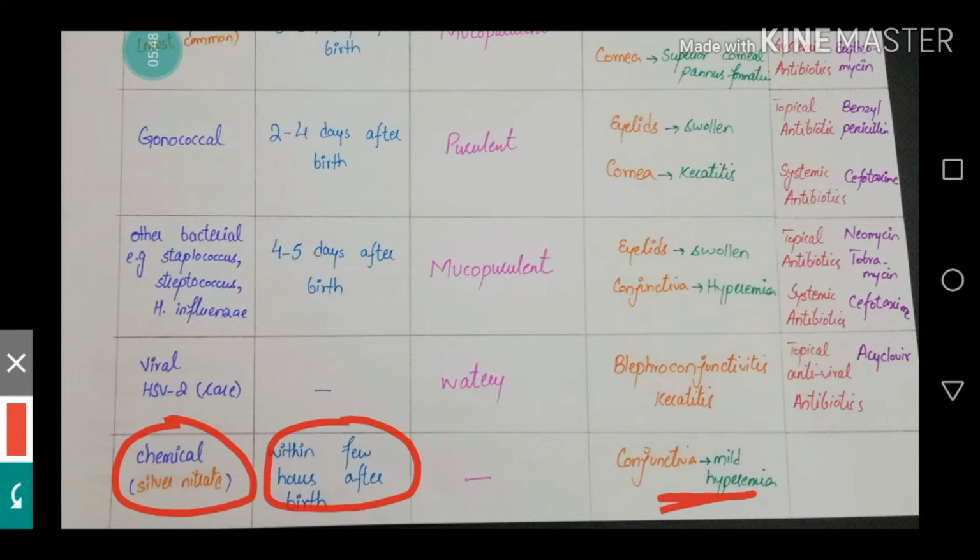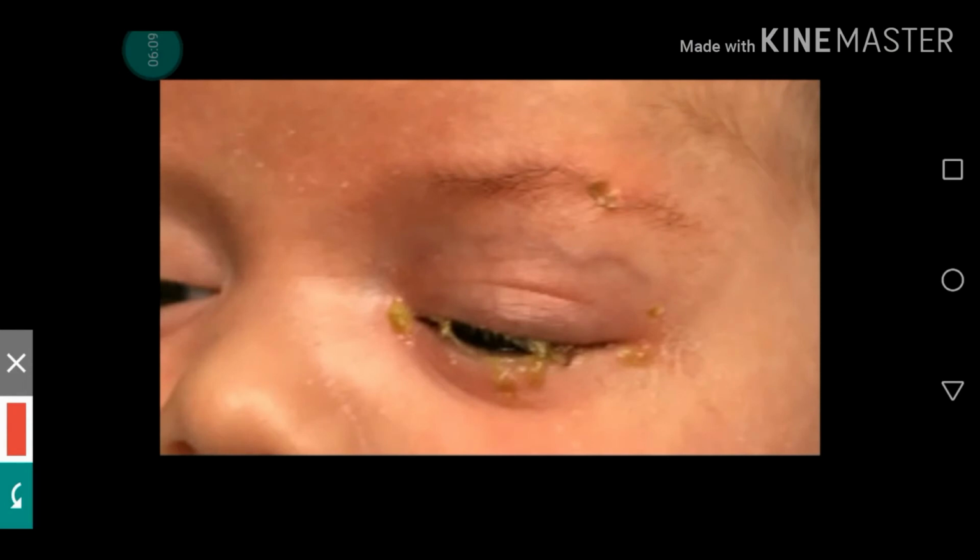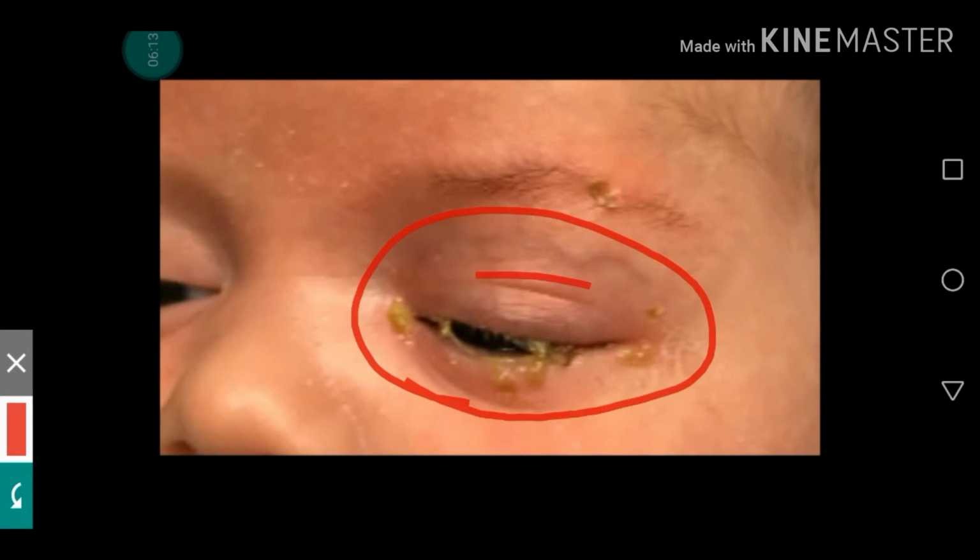Now let me show you some diagrams. As you can see, this is a mucopurulent discharge with swelling of the eyelid. Because of this mucopurulent discharge, we can think that it will be either chlamydia or another bacterial involvement. So we will ask in the history on which day it presented. If it was the 4th to 5th day, it could be any bacterial infection other than chlamydia, or if it presents from the 5th to 14th day, then we can think that it could be chlamydia.